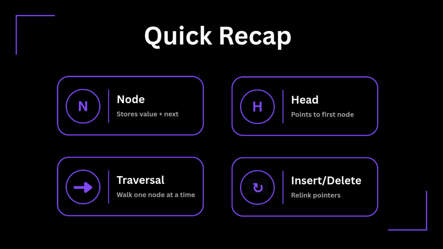As a quick recap, a node stores data and a next pointer. The head is the first node and the entry point to the list. To traverse a linked list, we start at the head and move one node at a time. To insert or delete, we update pointers so the list connects in the order we want.